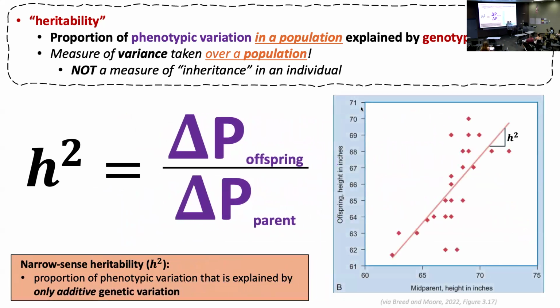But this does show, again, a way to measure little h squared: if you plot mid-parent height, the average between the parents' heights, against height in the offspring, if there's no relationship, there's no heritability. If there's a strong relationship, there's heritability. So that is an easy way for us to measure heritability.